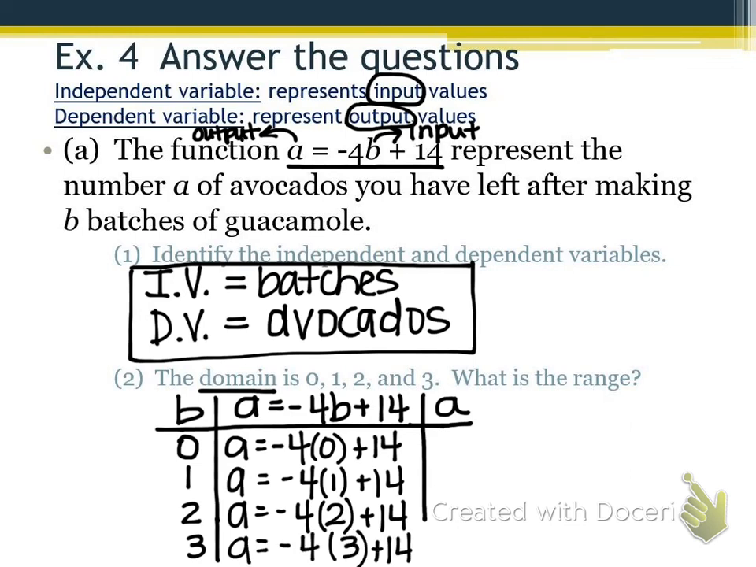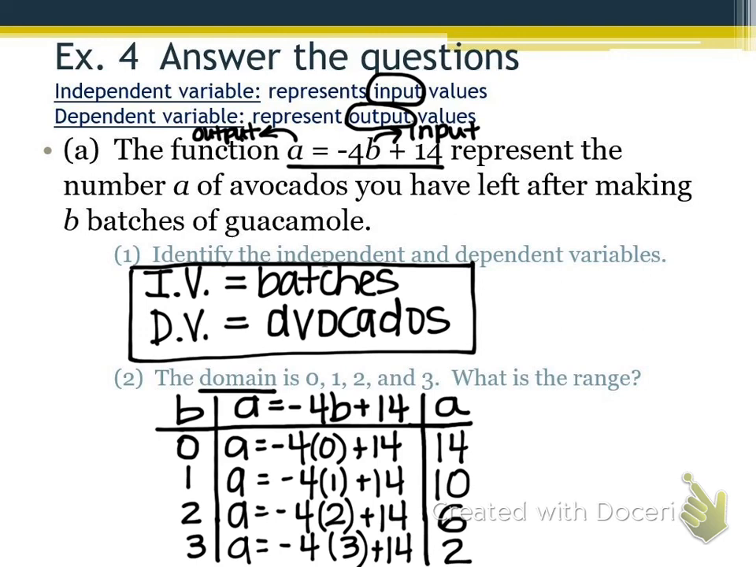So they've given me 4 different input values, so I'm going to put each input value into the problem. Now let's see what comes out. What is negative 4 times 0 plus 14? 14. What's negative 4 times 1? Negative 4. Negative 4 plus 14 is 10. Now remember, this is how many avocados I have left, right? What's negative 4 times 2? Negative 8 plus 14 is 6. Negative 4 times 3 is negative 12 plus 14, which is 2.